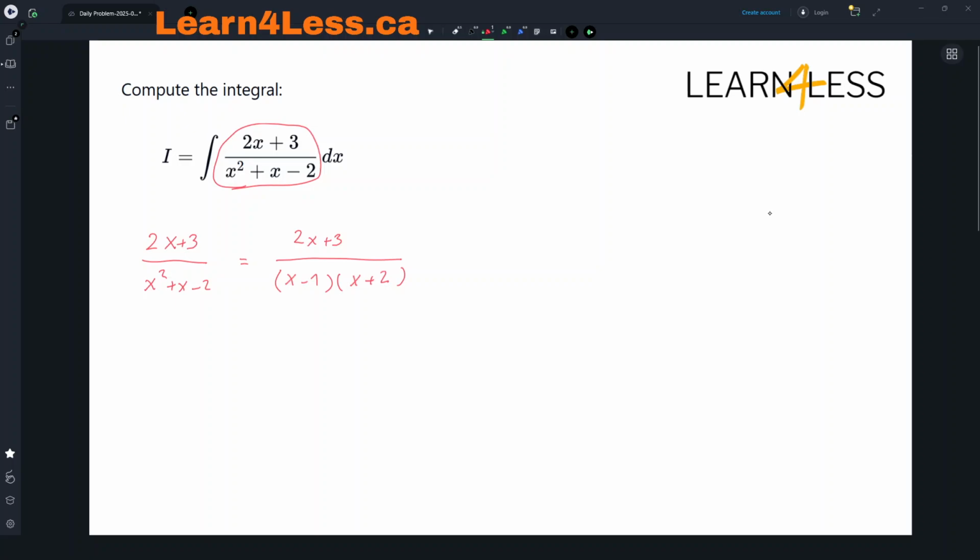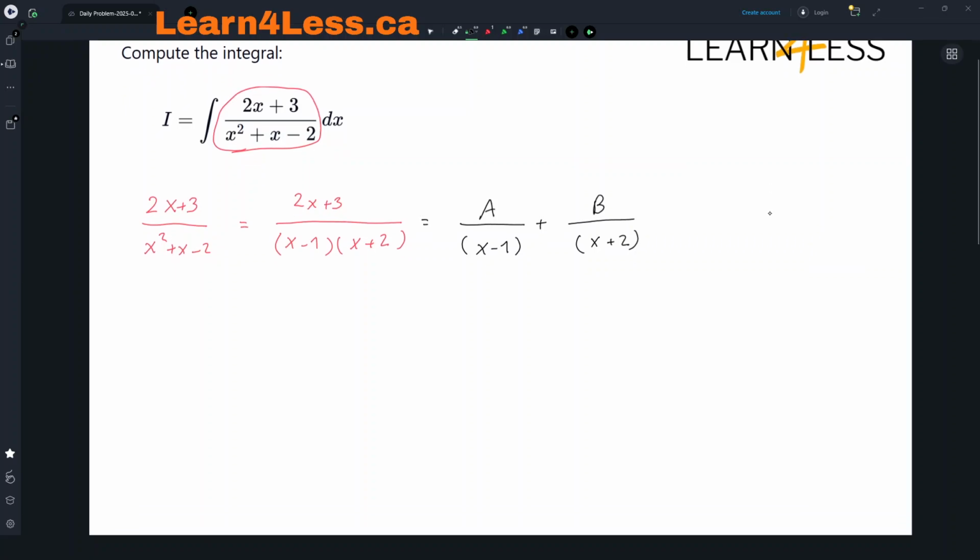So now that I have the denominator factored, I can write that as a summation of two fractions, where one of them has a denominator x minus 1 and the other one has a denominator x plus 2. Because later on, when I add these two, the common denominator would be what I have here. But what are the numerators of these two fractions? Since I don't know what they should be, just leave them as A and B as two unknowns. And now my goal is figuring out what A and B are.